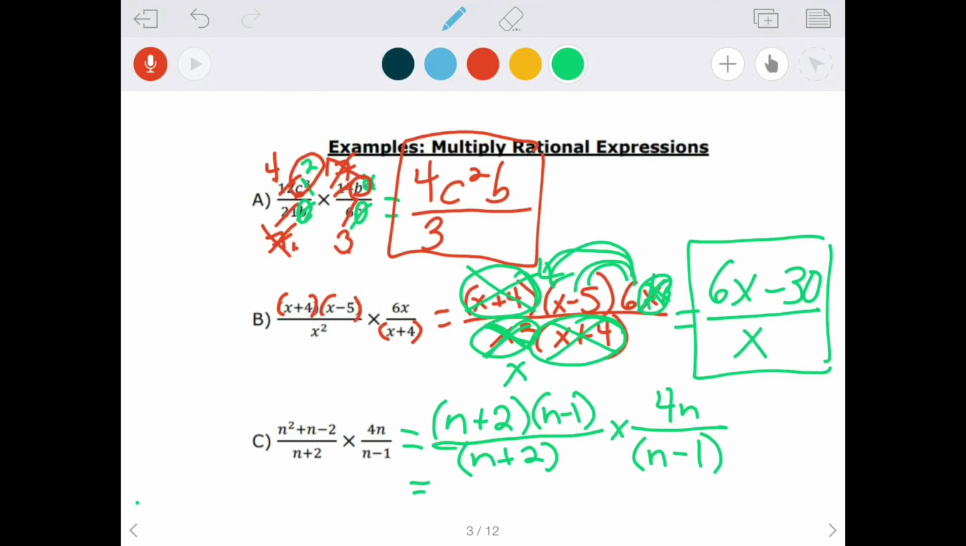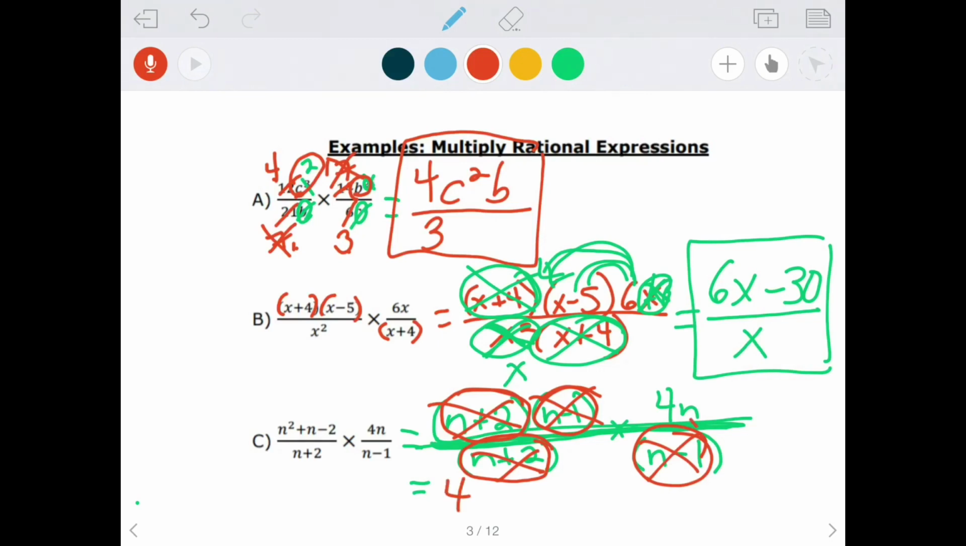Then we're going to multiply across. Or if you want, you can just draw across since all of these are factored. And then we can cancel. I have n plus 2 and n plus 2 that can cancel out. And I also have an n minus 1 on both the numerator and denominator that cancels out, which leaves me with just a 4n in the numerator. So your final answer is just going to be 4n.